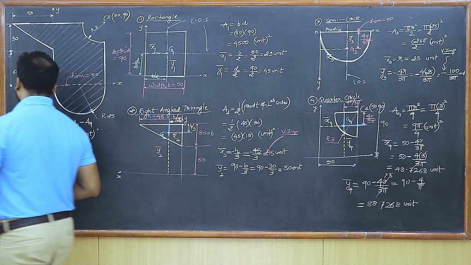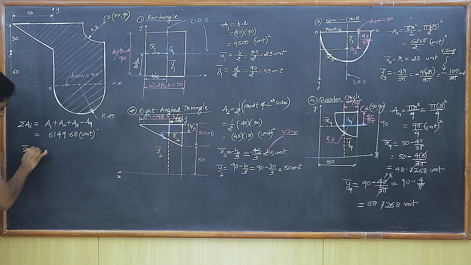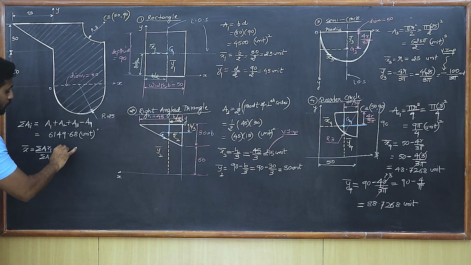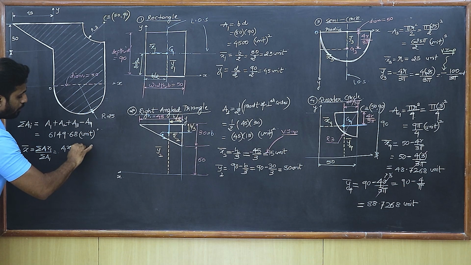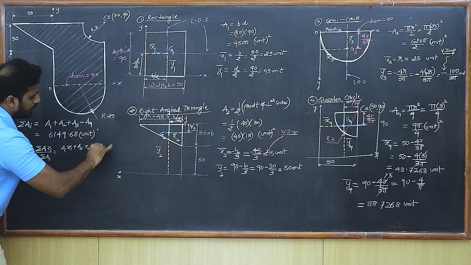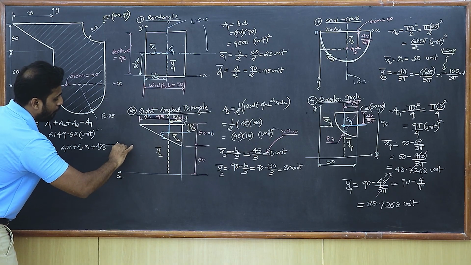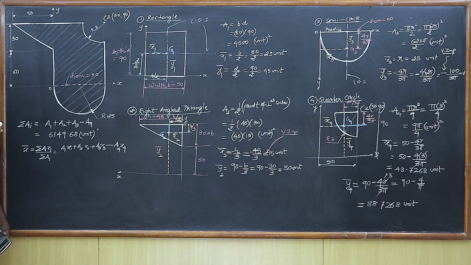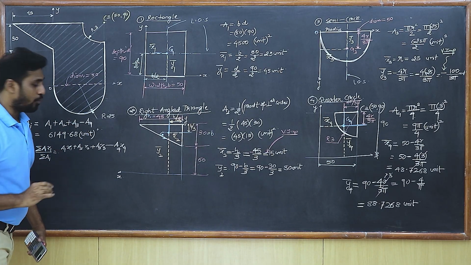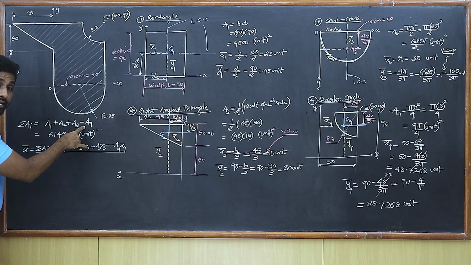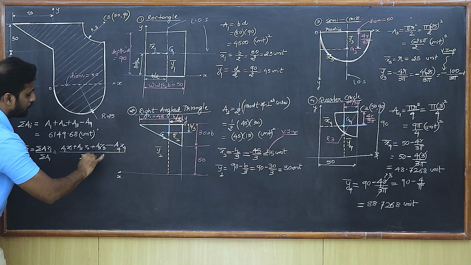So what's the formula for x bar that we have? We remember that x bar is going to be summation of AI into xi upon summation of AI. So I'm going to write the formula over here. It is going to be A1 into x1 plus A2 into x2 plus A3 into x3, but minus of A4 into x4. You got to be very careful. Why the negative sign has come? Because we are going to remove the quarter circle from here, and this gets divided by summation of AI, which is A1 plus A2 plus A3 minus A4. So I'll simply write here summation of AI.